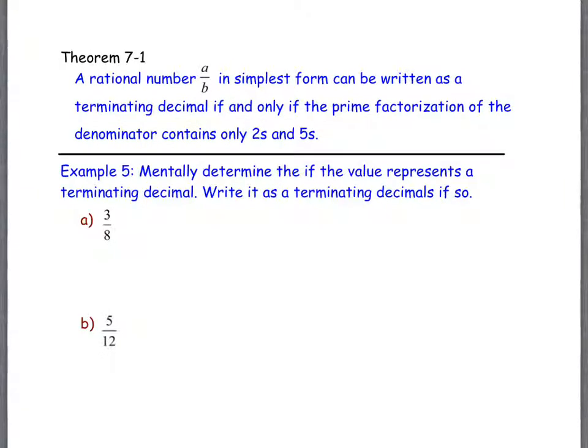All right. A theorem: a rational number, a over b in simplest form, can be written as a terminating decimal if and only if the prime factorization of the denominator contains only 2's and 5's. So this is actually telling us when we are able to change a fraction into a decimal that stops. So a terminating decimal is a decimal that terminates, it stops.